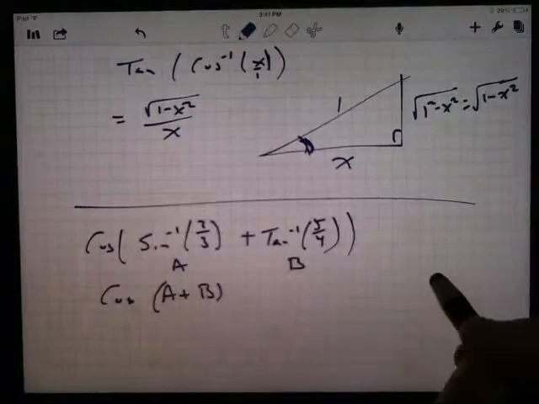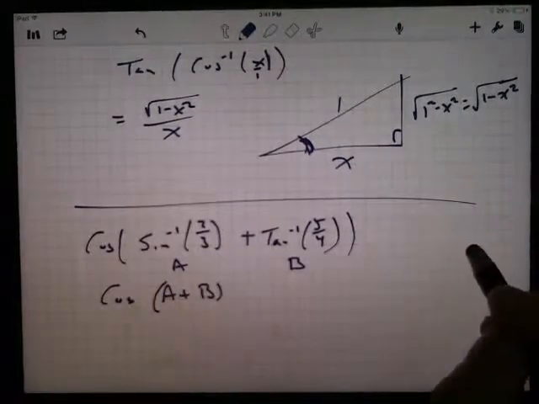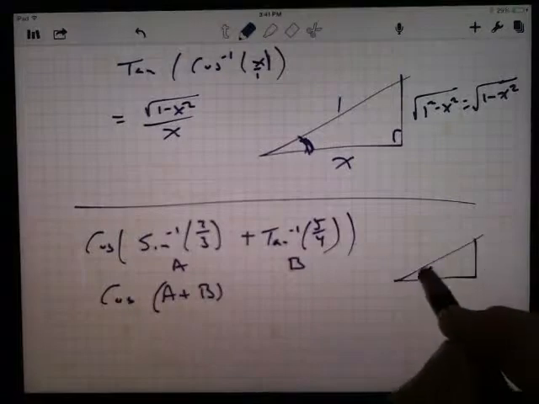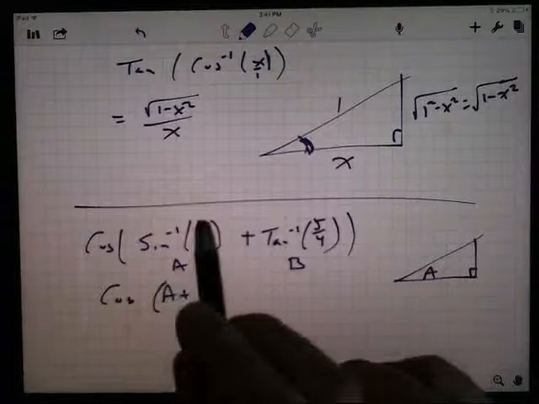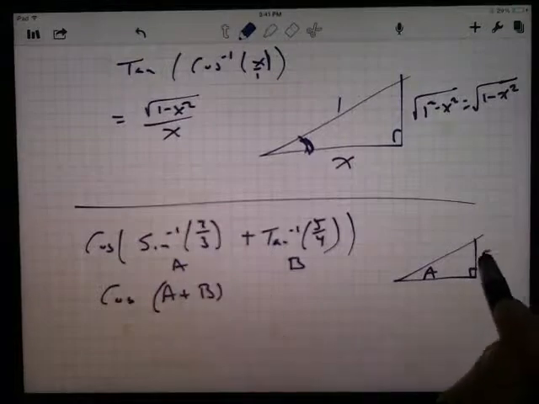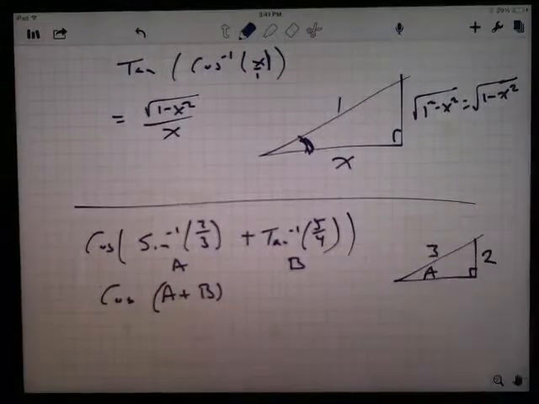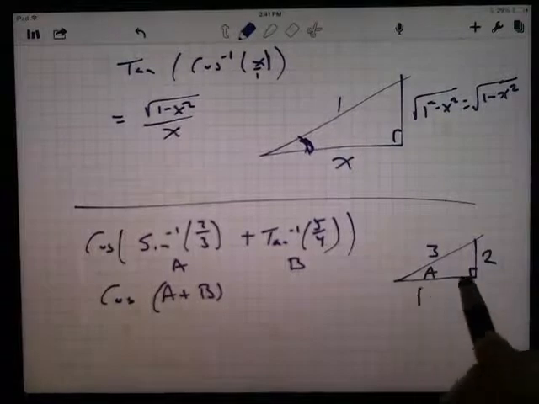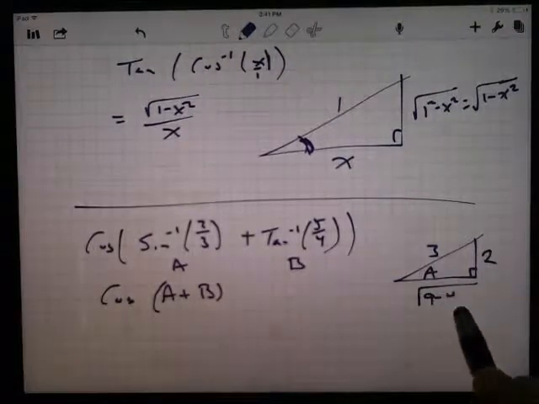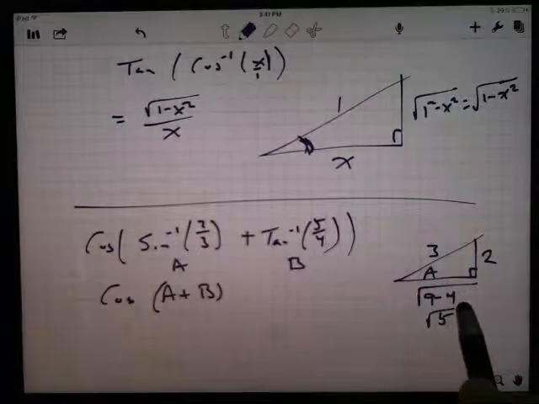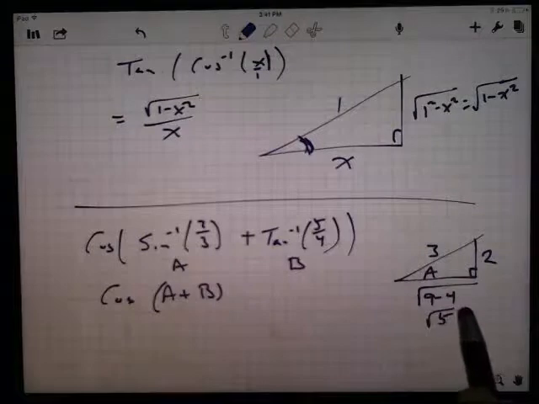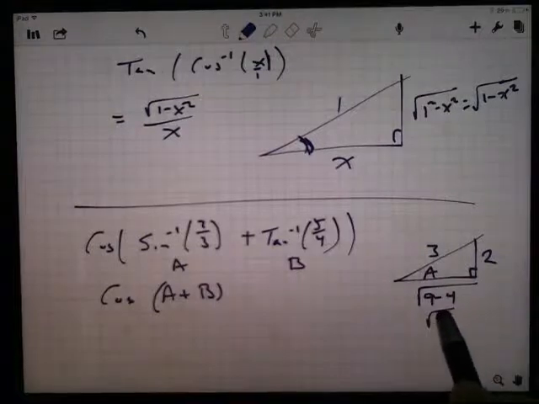So there's a couple of triangles I need to draw here. I've got to draw one with this angle A. And the thing I know about A is that A is the angle whose sine is 2 divided by 3. So this side over here is going to be the square root of 9 minus 4. It's the square root of 5. Notice, if I did the square root of 9 minus the square root of 4, that would be 3 minus 2, which would be 1. That's not the square root of 5. So you can't split that up. It's just the square root of 5.